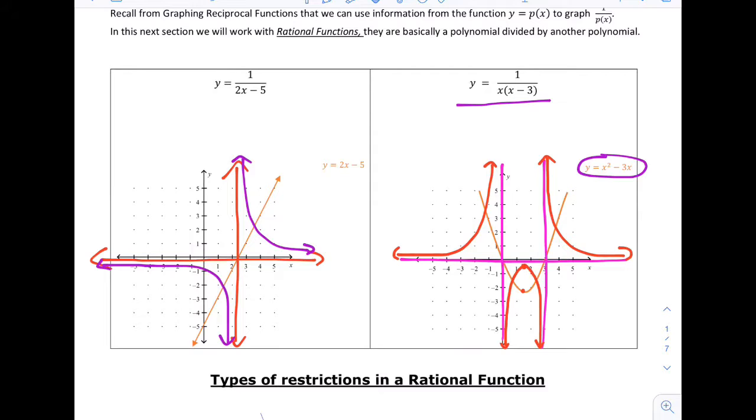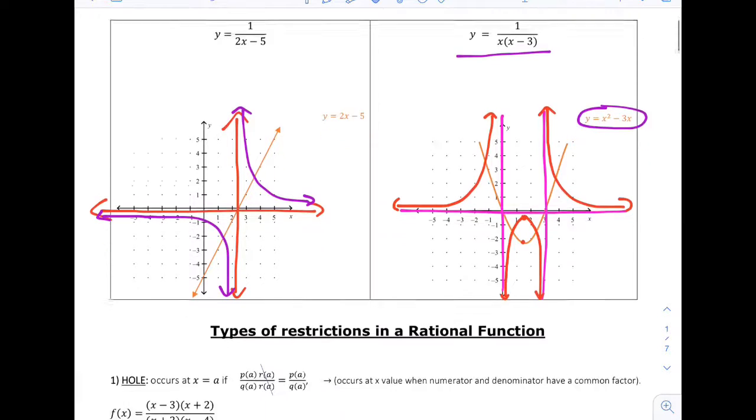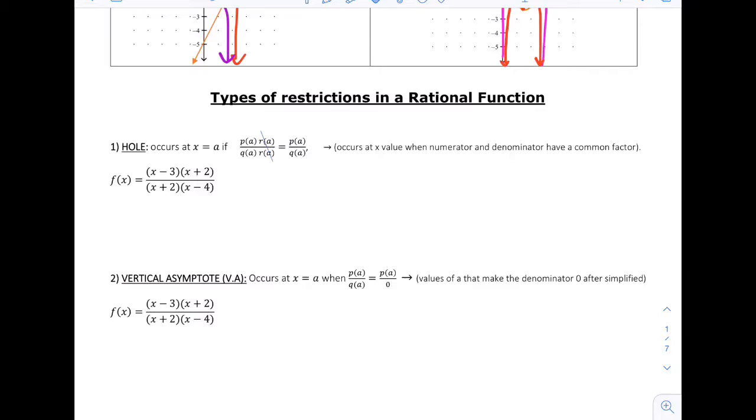That being said, what we're going to do is graph rational functions. Now, rational functions are fractions like the reciprocals, however, there's a polynomial on top and on the bottom. So there are some characteristics that we're going to have to pay attention to, and those are the ones listed below. So rational functions could have a hole in the graph.